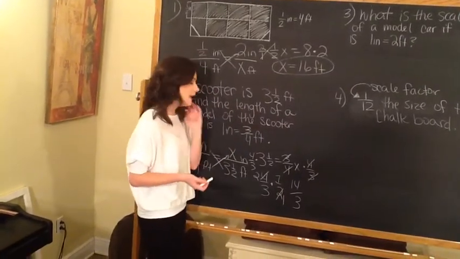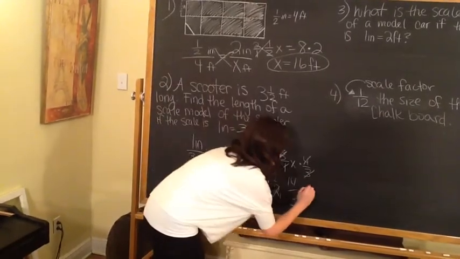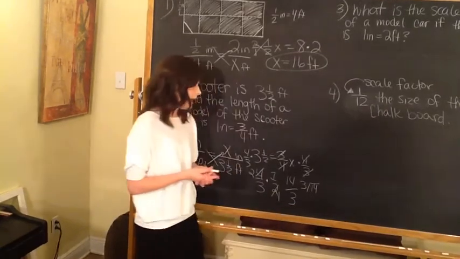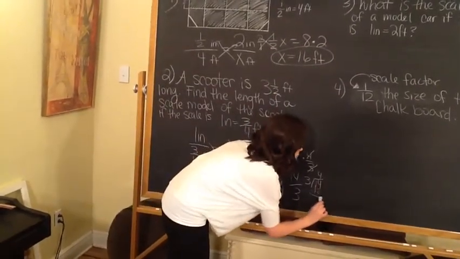So we're going to see how many times 3 goes into 14 just to make it a mixed number. So we have 14 divided by 3. So 3 goes into 14 how many times? It goes in about 4 times. That's going to give you 12. And you're subtracting, you're going to get 2.